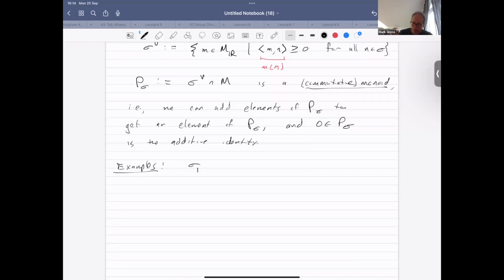Take sigma 1 to be just the first quadrant. So this is the cone generated by (1, 0) and (0, 1) sitting inside R2. Then sigma 1 dual is also the first quadrant. Not very interesting. But P sigma 1 is just the integral points in the first quadrant. So something like that.